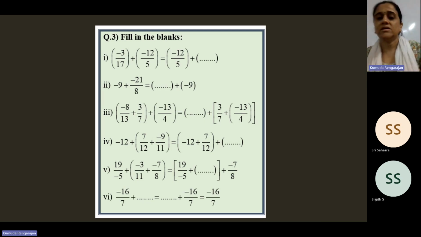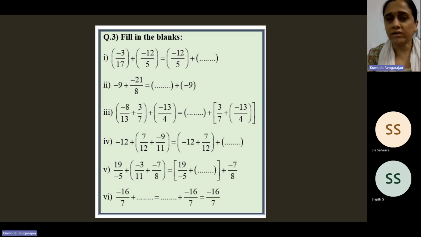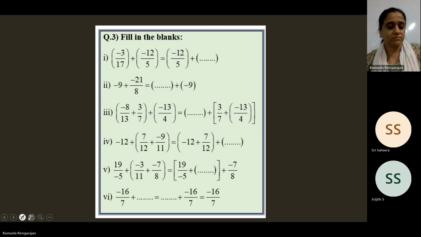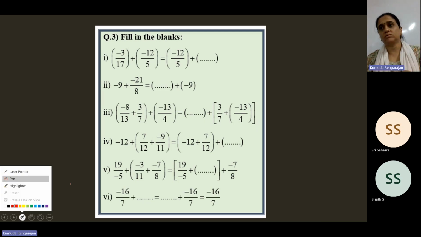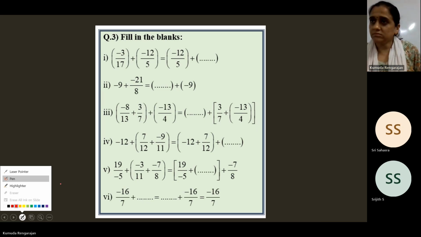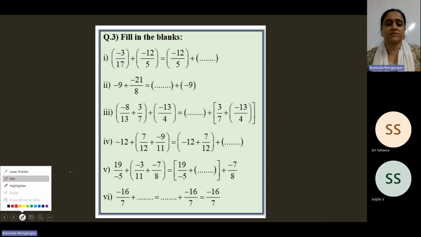All these images, whatever we have discussed so far in today's class, all these notes have already been shared with you on WhatsApp. So you have not missed anything. Now these images have also been sent on WhatsApp.